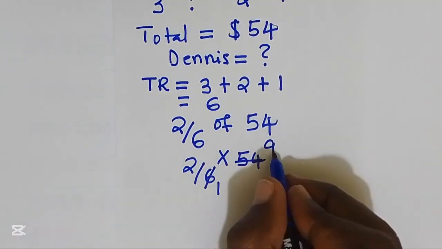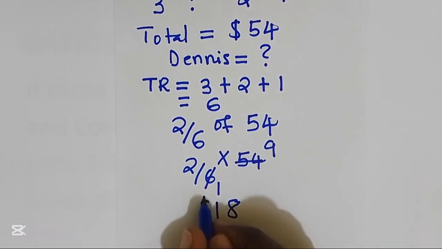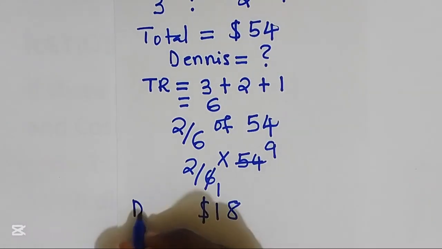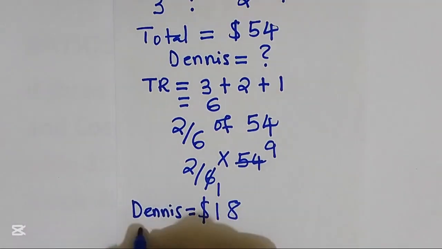2 times 9, we get 18. This is in dollars. Dennis gets $18.